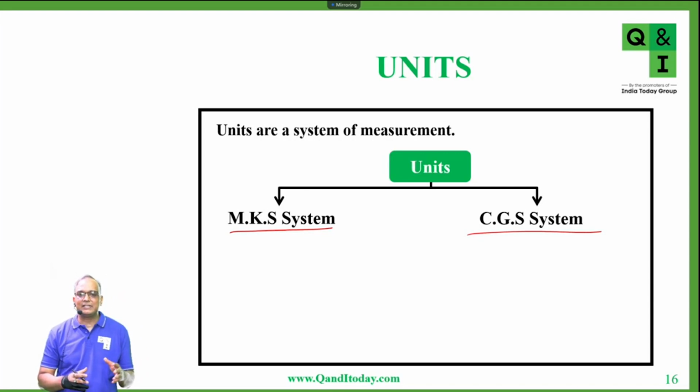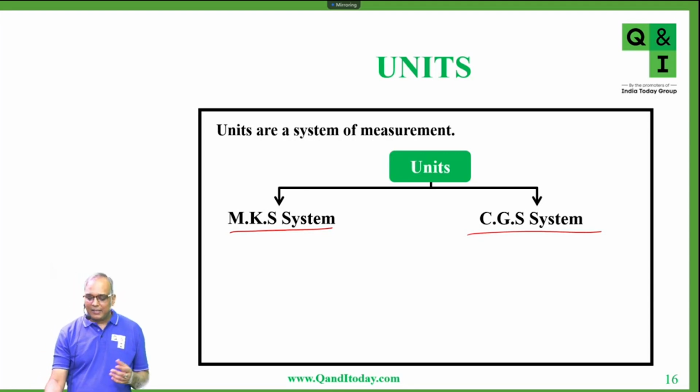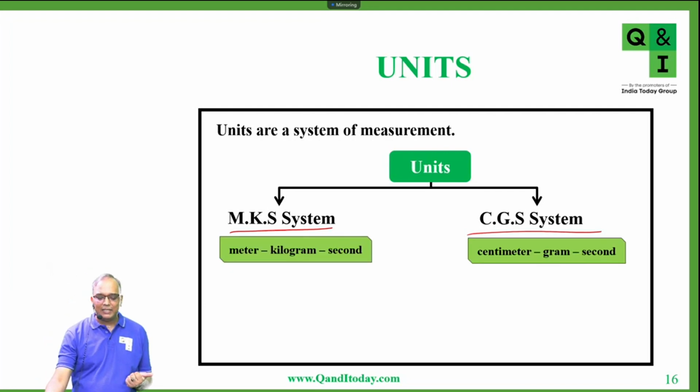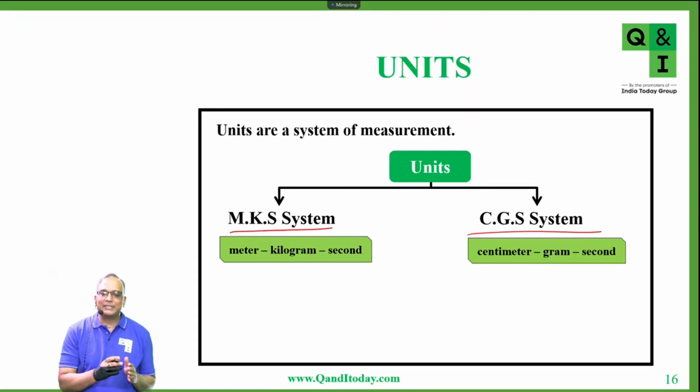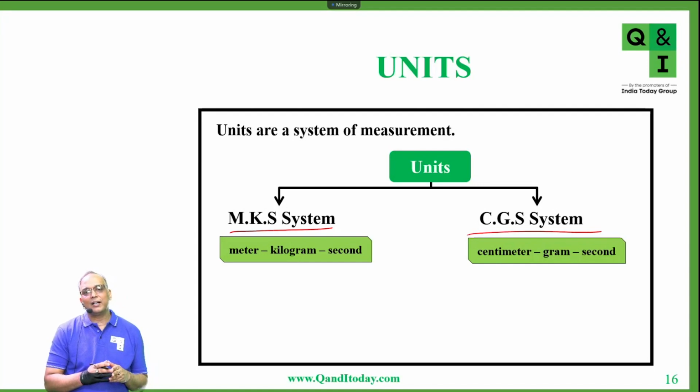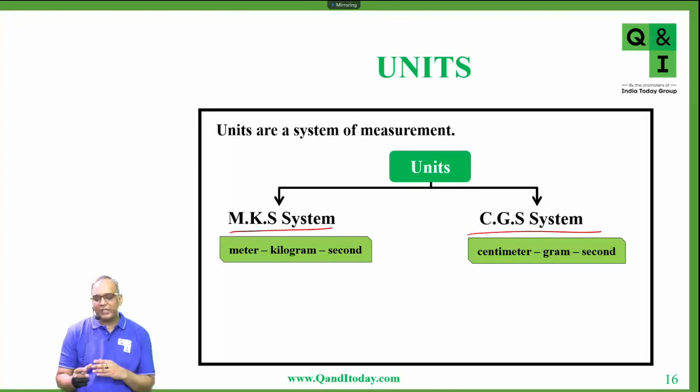So in the MKS system, meter is for length, kilogram is for mass, and second is for time. These are standard units. And for CGS, it is centimeter, gram, and second. So for length the unit is centimeter, for mass the unit is gram, and for time it is seconds. Is it clear?